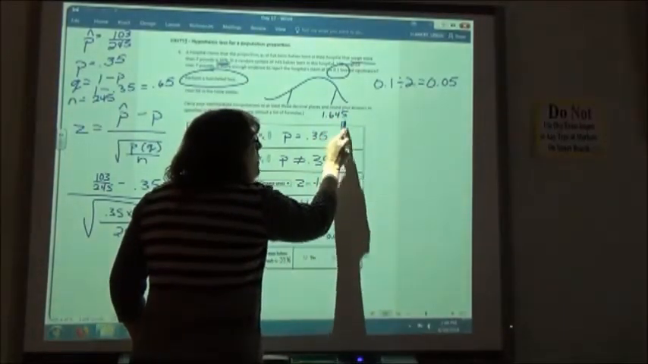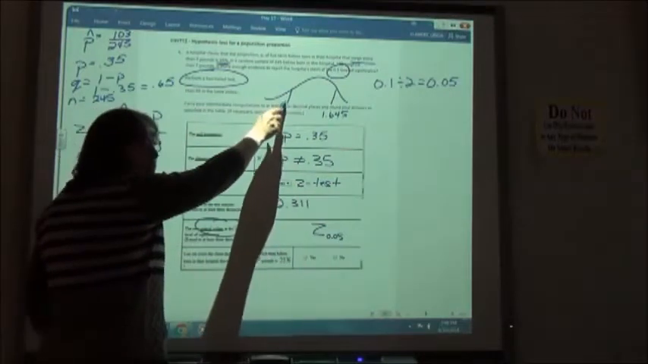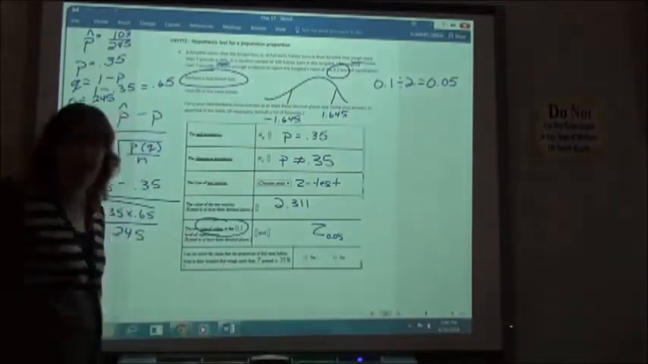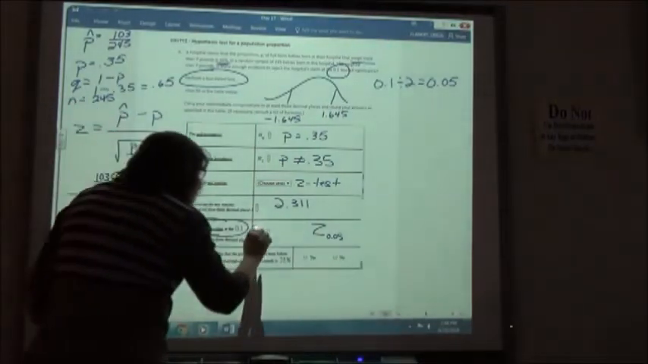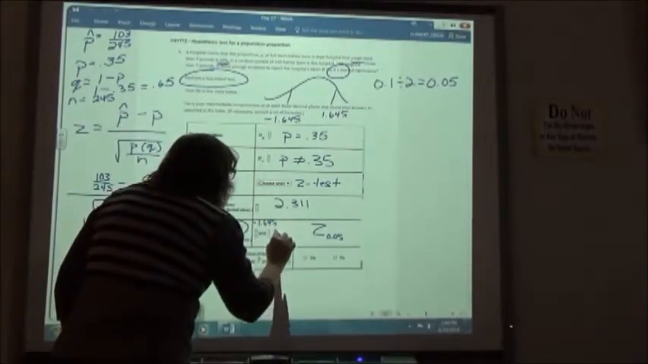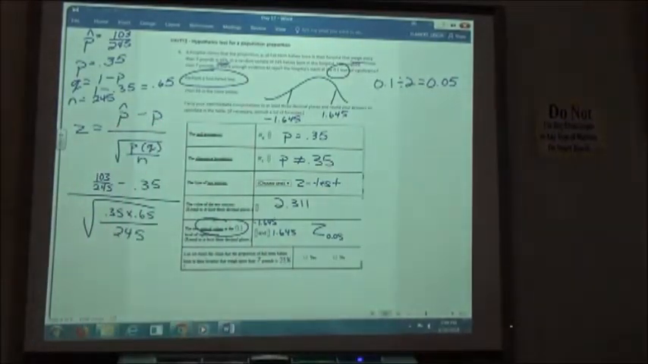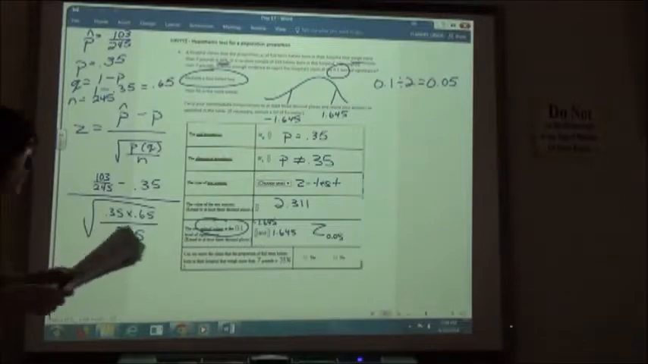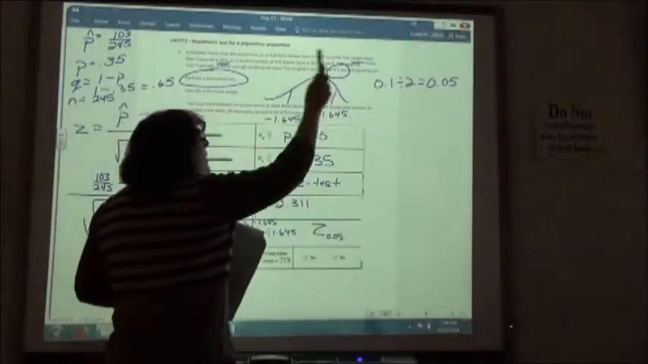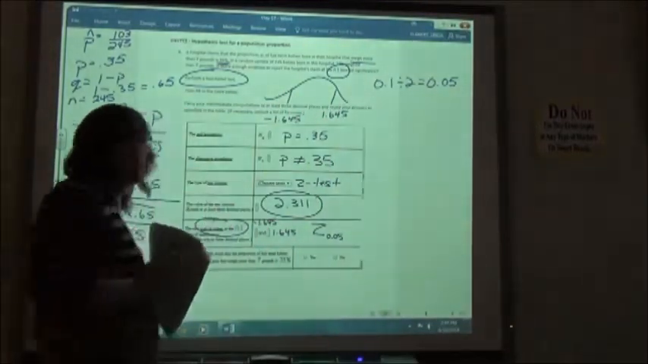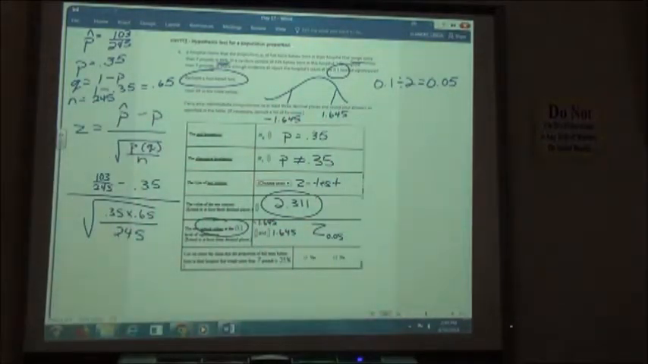So if this number is 1.645, then this number is going to be negative 1.645. Okay? So we want negative 1.645 and positive 1.645 for our critical values. So when we test our critical value or test our point, we're trying to find, does this test value, where does it fit in that section of our graph? Where would that number be?